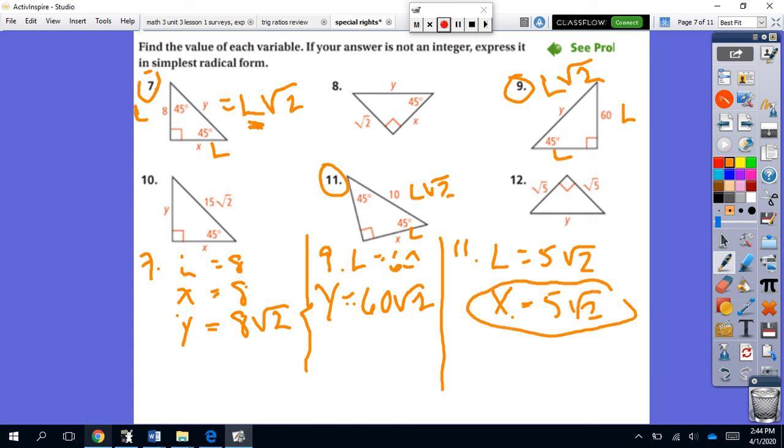Make sure you understand how I did that part, because that's what you're going to have to know for this unit, how to rationalize the denominator.